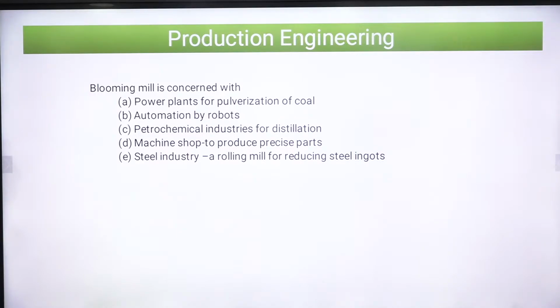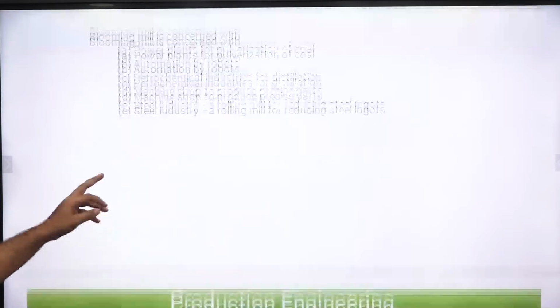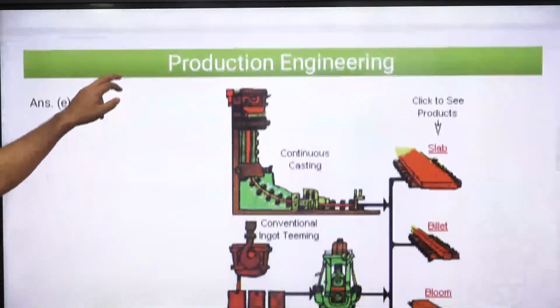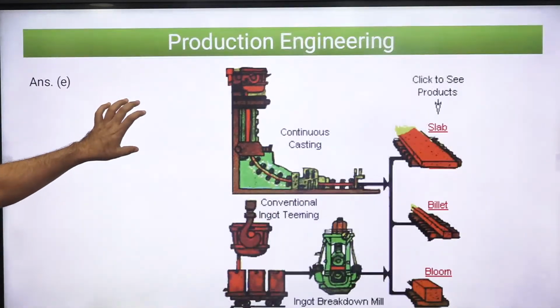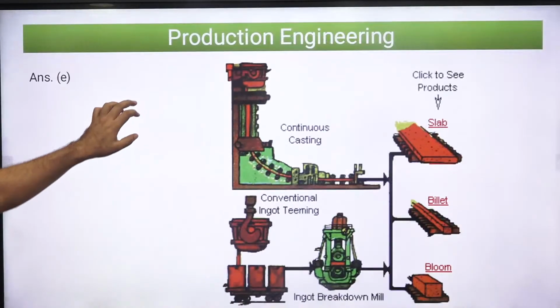Okay, go through it. It says a blooming mill is concerned with... For that, you need to have an idea of what a bloom is, and I think that will give you the whole idea. Anyway, you can get the answer in any way, but just have an idea.